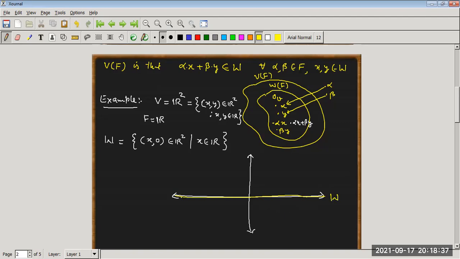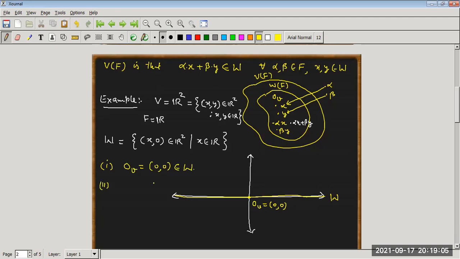Now we have to show that this W is a subspace of R2. So first we check whether 0V belongs to this. Yes, 0V is nothing but 0, 0. So the first condition is satisfied: 0V, that is 0, 0, belongs to W.